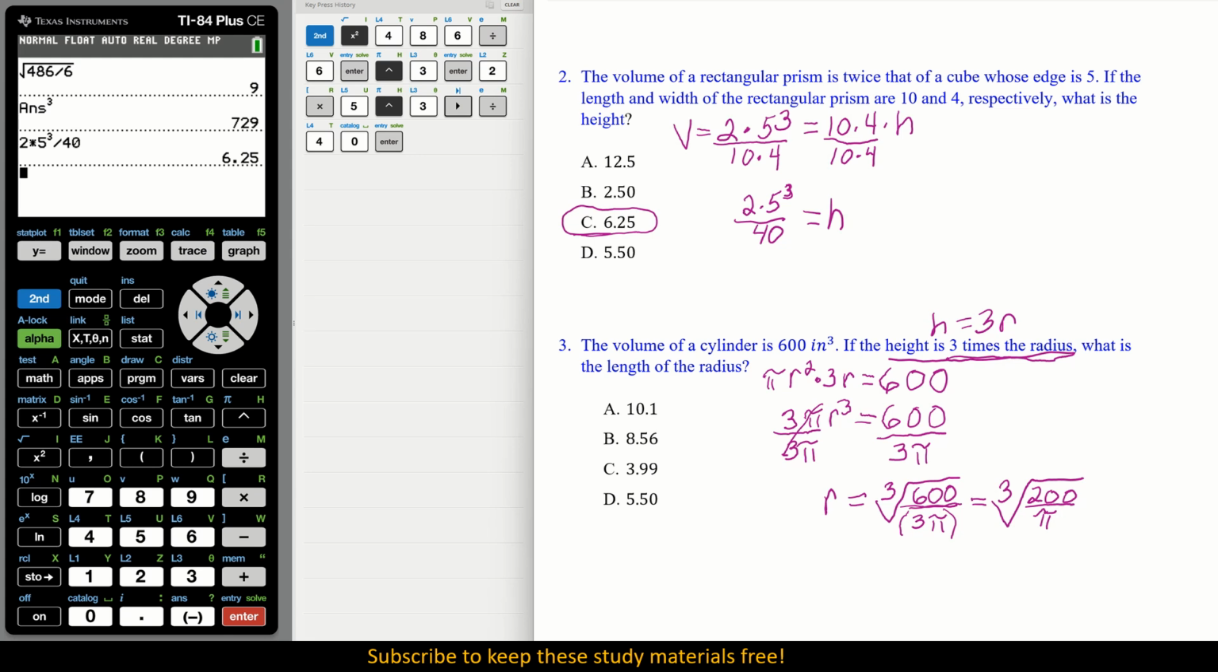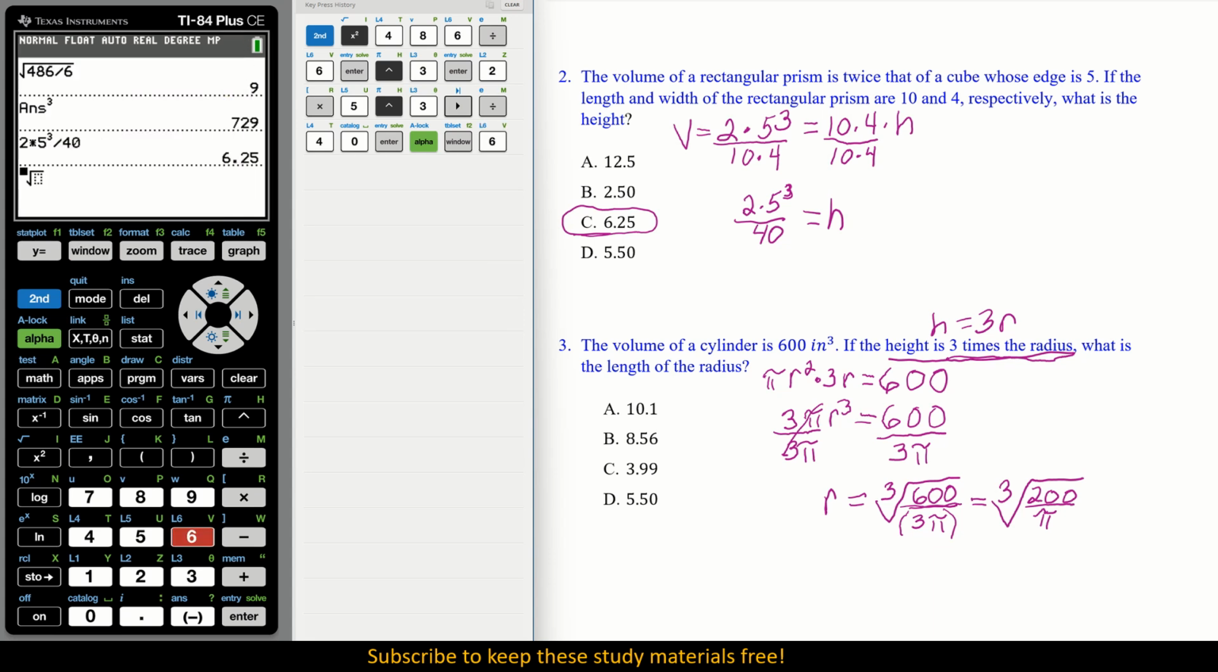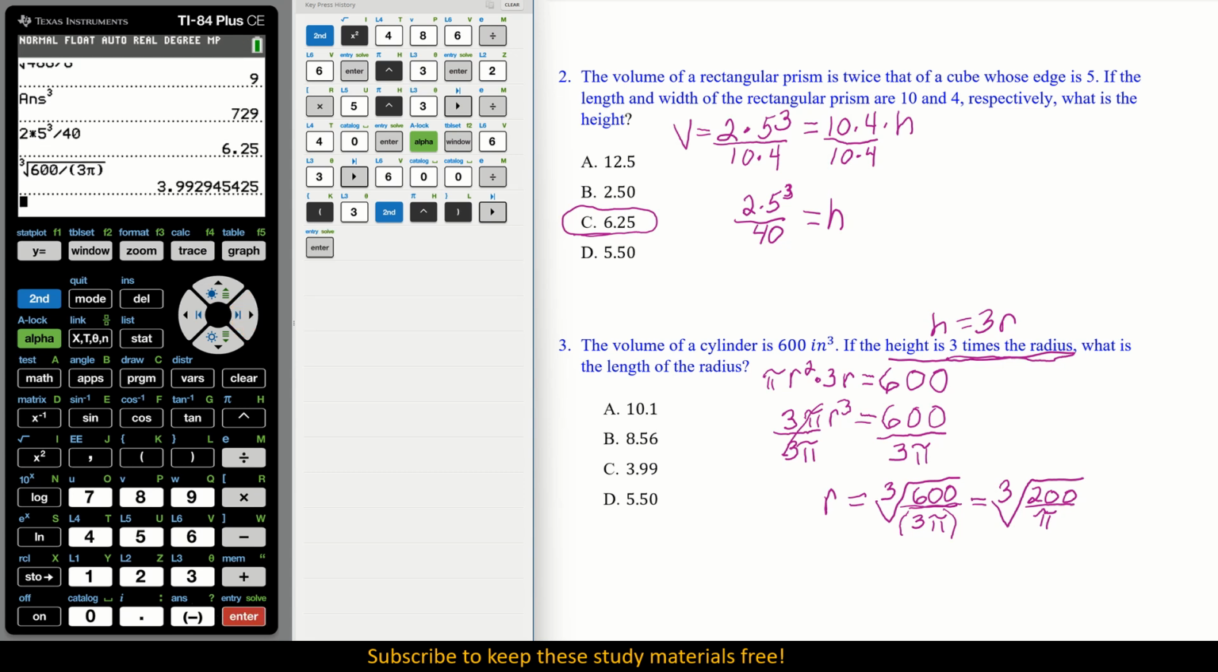So let me show you what will happen, right? First, let's get the correct answer, all right? So let's do that first. So what do we need to do? We need to say alpha window, and we need to go to number 6. That gives us that root setup. So we can put any root in we want. We need the cube root. And then see how it says arrow over. Okay, now I'm going to do this 600 and then divide, and I'm putting in parentheses 3 second caret up gives me my pi. Close that, and I want to go ahead and arrow over.